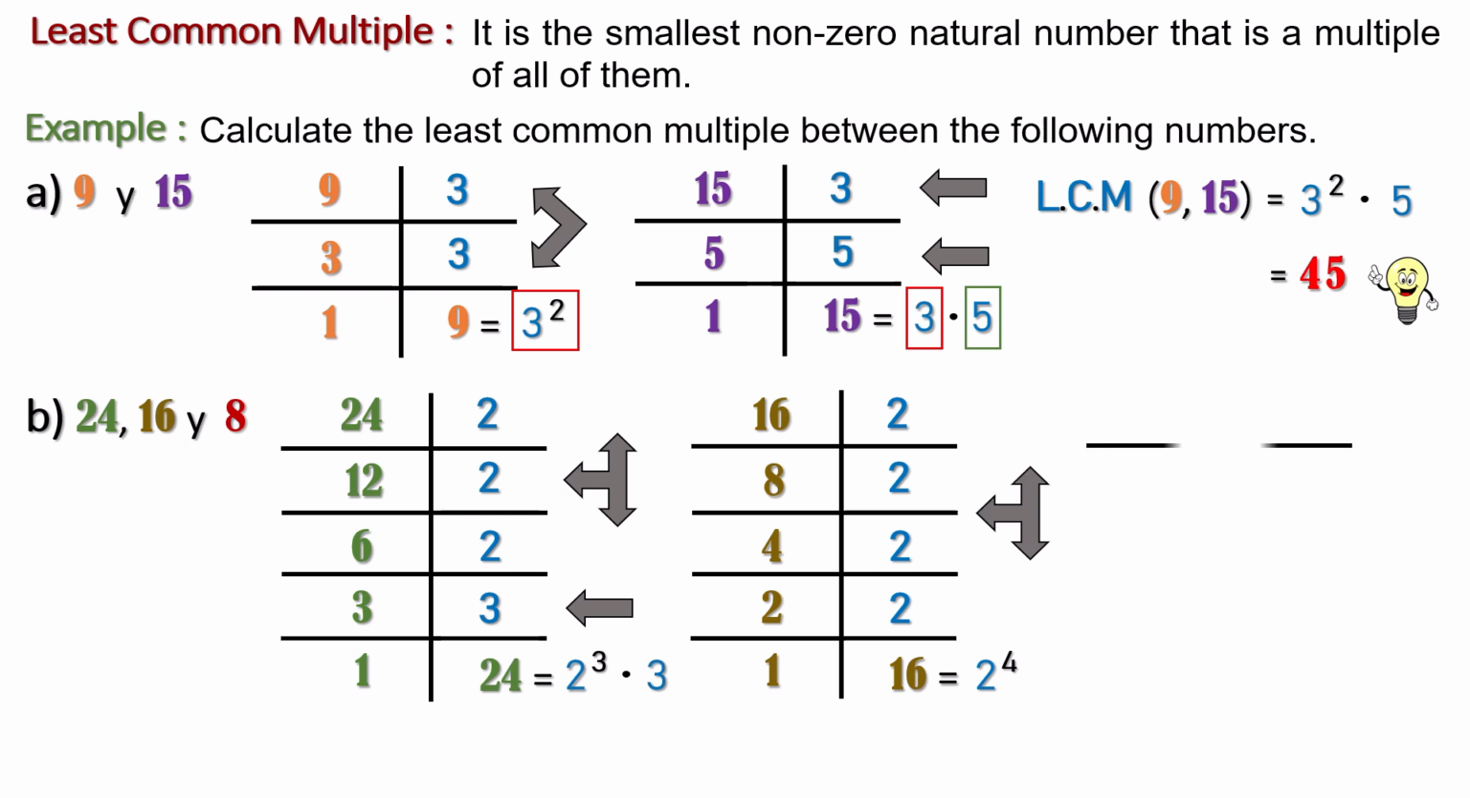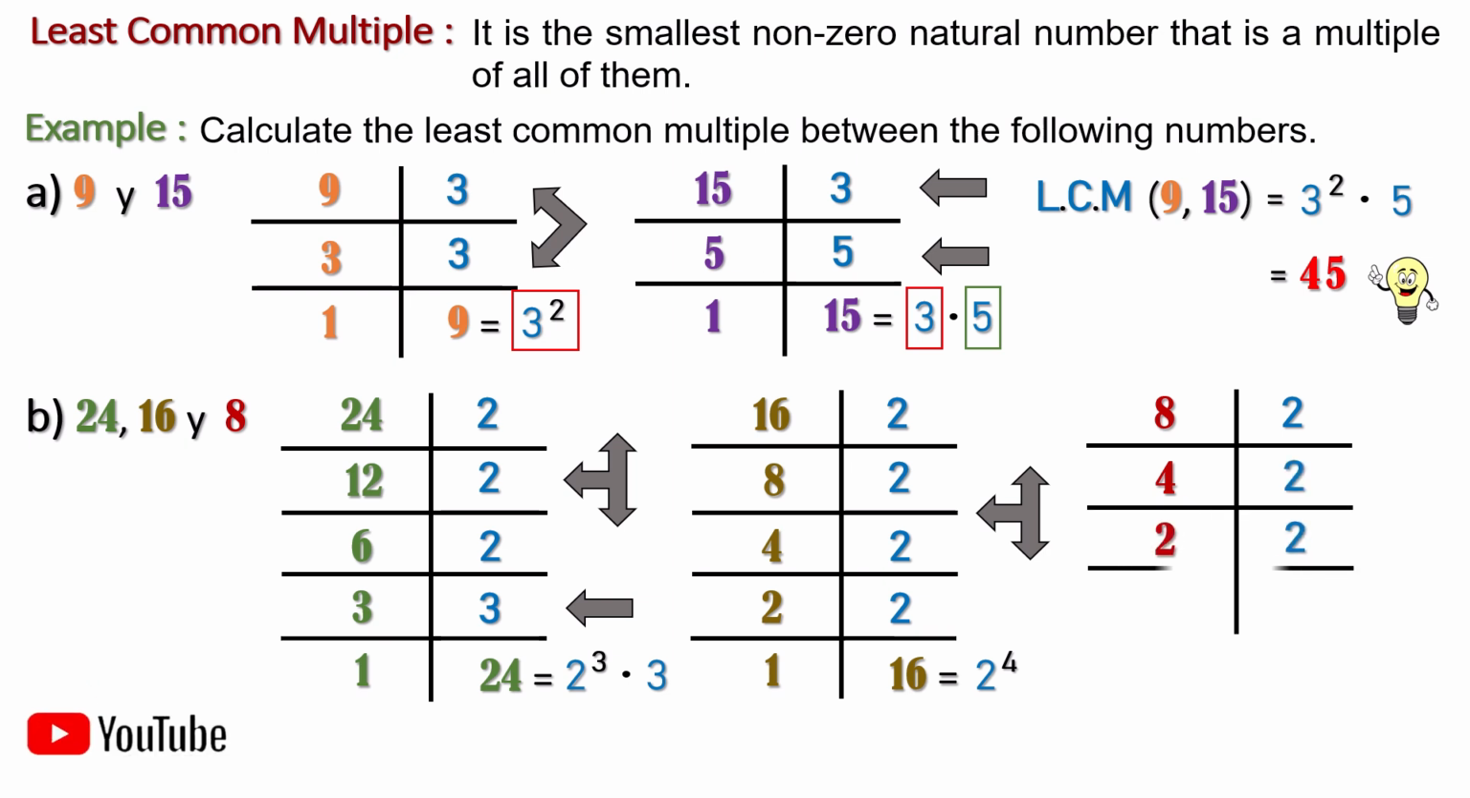And finally, we proceed for the 8, where we can divide it by 2 and we obtain 4. The 4 we can divide by 2 and we obtain 2. And the 2 we can divide by 2 and we obtain 1. Then the 8 can be written as the power 2 raised to the cube, because the 8 has been decomposed in 3 times 2.